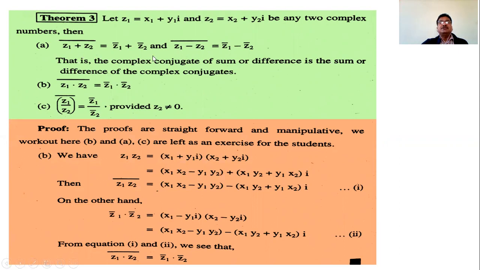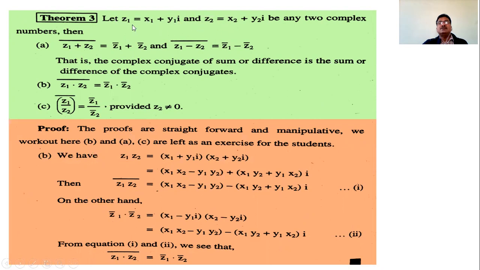Z1 plus Z2, where Z1 is x1 plus iy1 and Z2 is x2 plus iy2. Then we have to prove these four theorems. Okay, so the first one is what? Z1 plus Z2. What is Z1 plus Z2? It is x1 plus x2 plus (y1 plus y2)i.